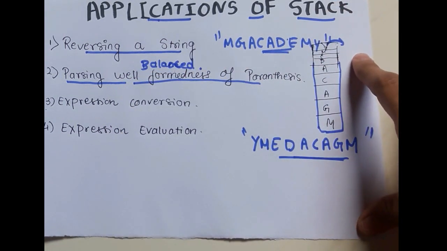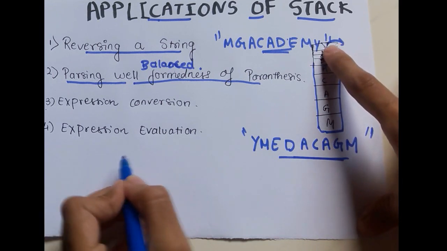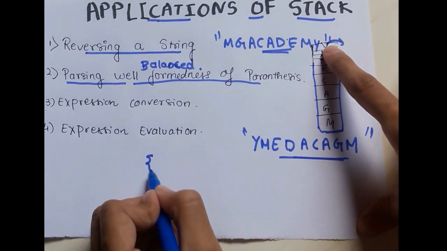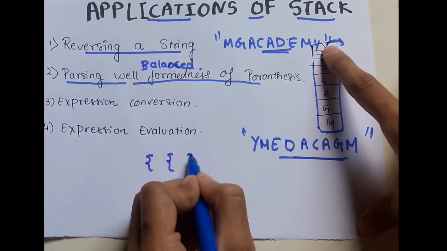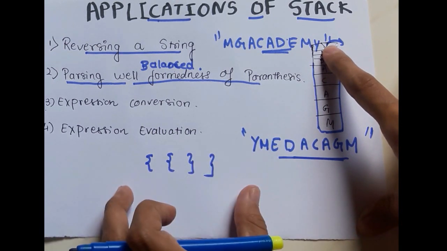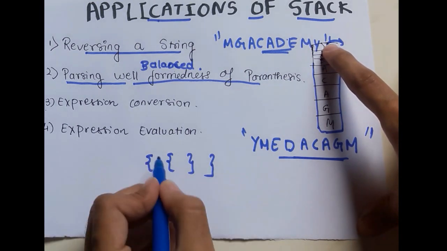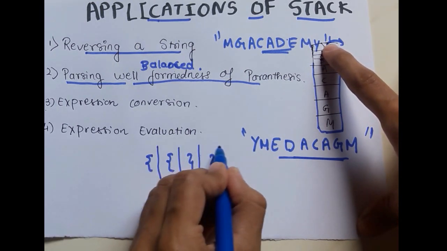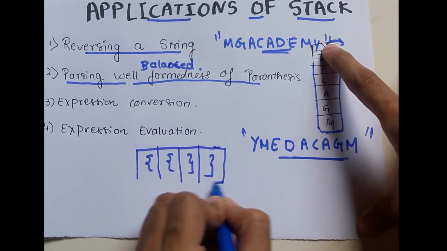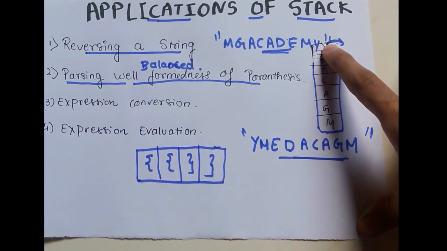Now, for understanding this, we will consider a random string of parentheses like this. So this is a random string of parentheses, and we have to check whether it is balanced or not. This is a very small string, so by looking at it, we can say that yes, it is balanced. But how to check it with the help of stack?